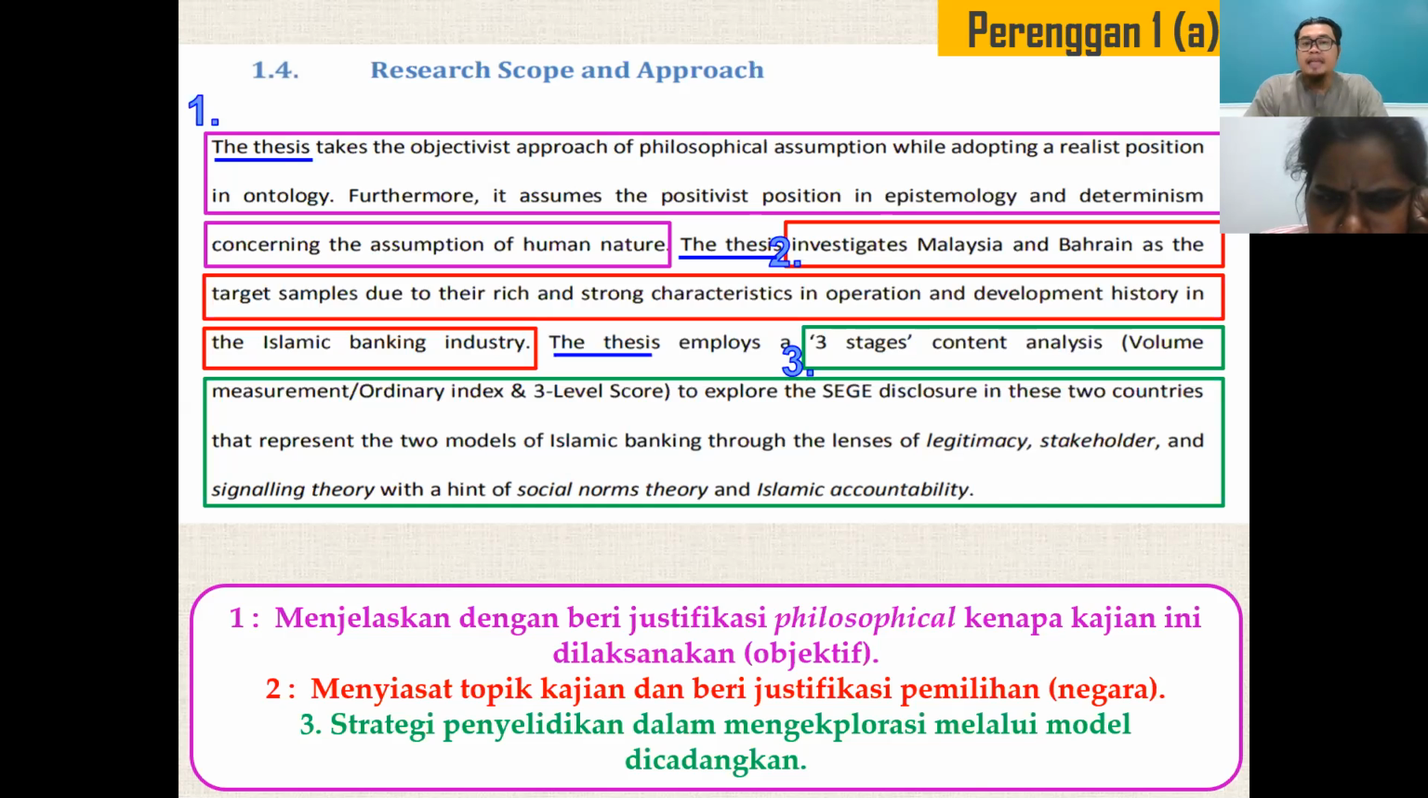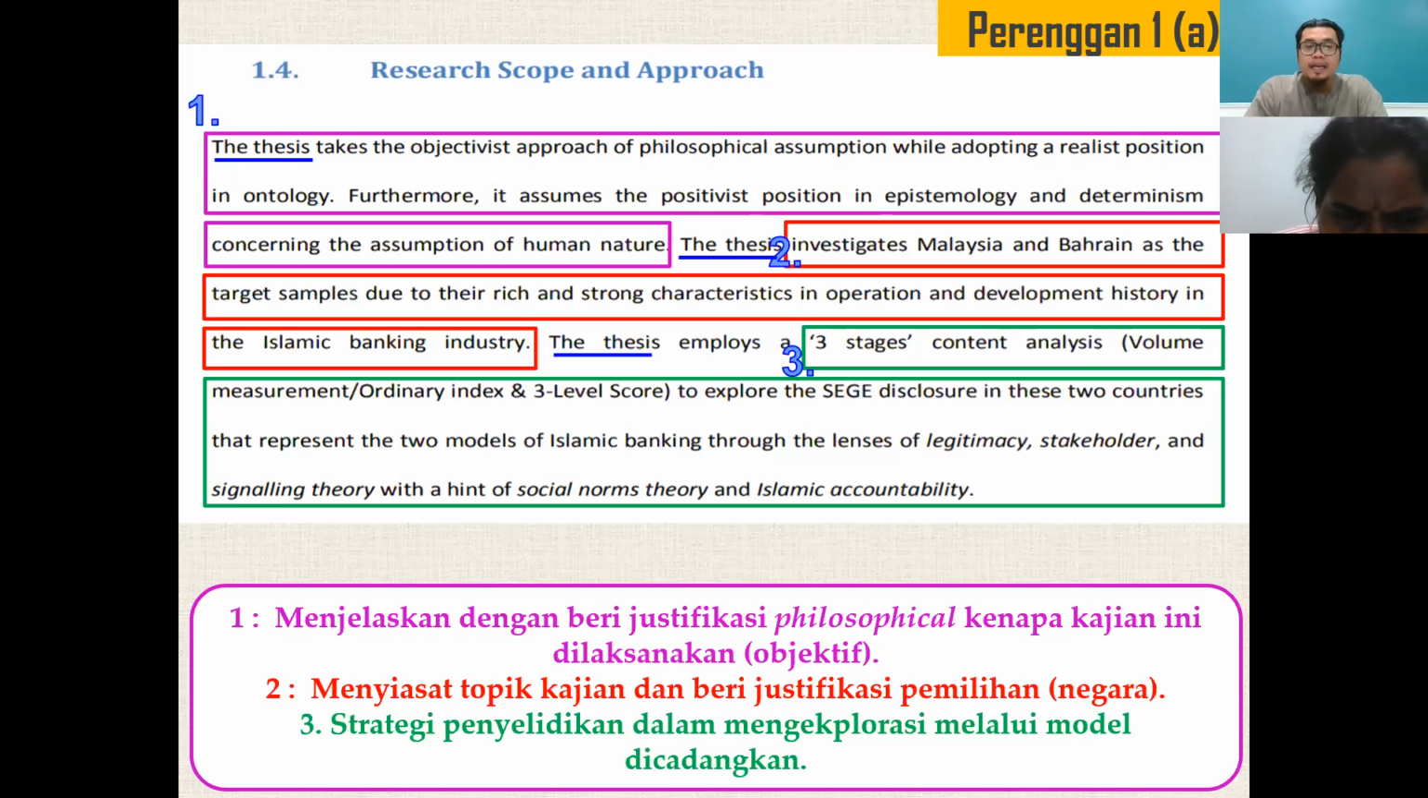Okay, the thesis employs a three-stage content analysis regarding volume measurement, ordinal level of score, and to explore the SEGE disclosure in the two countries that represent the two models. Actually, they cover two countries representing two models of Islamic banking through the lens of legitimacy, stakeholder, and signaling theory, with a hint of social norm theory and Islamic accountability.